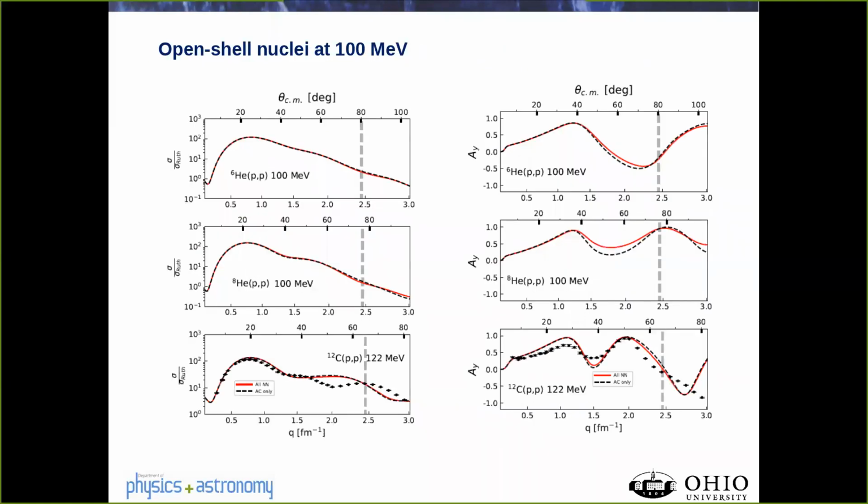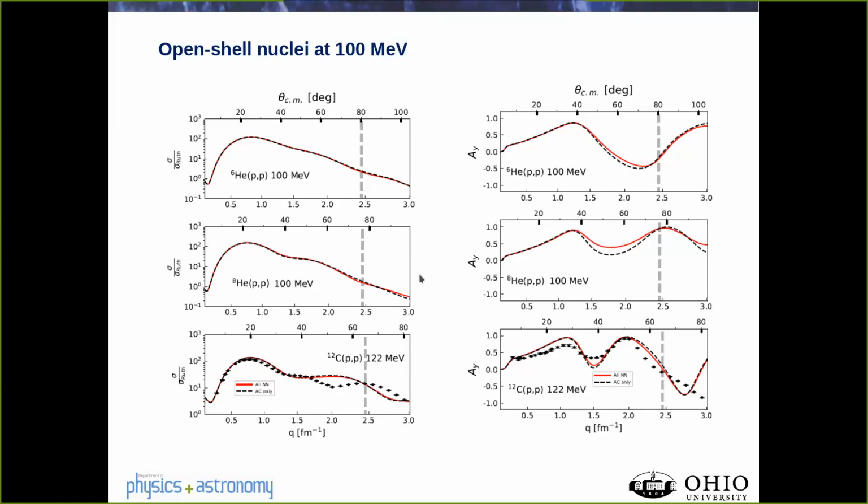Okay, so now let's go back to a closer look at what happens with open shell nuclei. And so I go back now to 100 MeV. Everything else I'm talking about from now on is at lower energies. And here was the interesting thing. I show here the closed shell nucleus carbon-12. Yes, there's a small difference between the full calculation, which is always the red line, and if you leave out the spin of the struck nucleus, which is the dashed line.